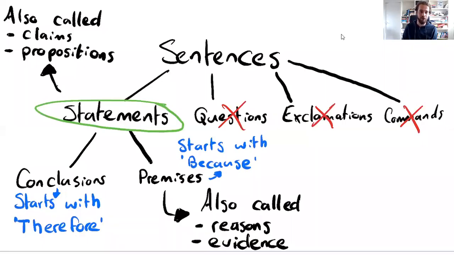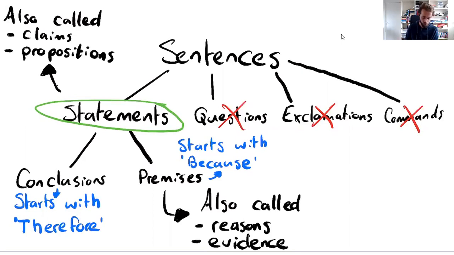Welcome back. So, in the previous video, we looked at sentences and determined that statements are the sort of sentences we need to make arguments. And besides the label statements, we can also call these sentences claims or propositions. So these are three terms all used to describe a sentence that can be true or false. It does not make sense to ask of a question, an exclamation, or a command if it is true or false.